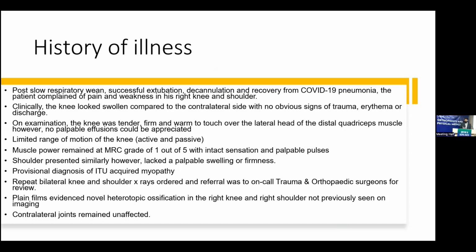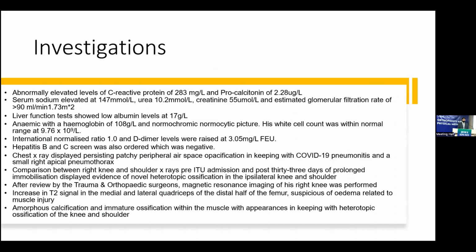Whilst he was being extubated, his knee on the ipsilateral side looked swollen compared to the other side. So the physiotherapists were involved, they did some movements and they were concerned, so we got some x-rays. He had a limited range of motion, his power was reduced, and the shoulder on the same side was showing similar signs. The ITU team correctly got some x-rays of the shoulder and the knee, and they sent a referral to us to have a look. His contralateral joints remained unaffected.